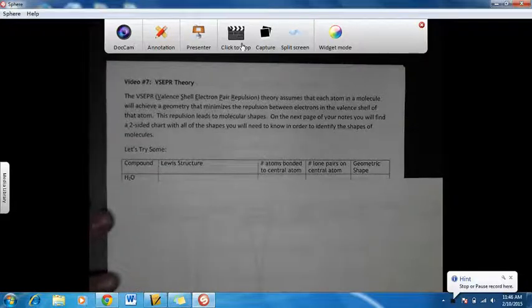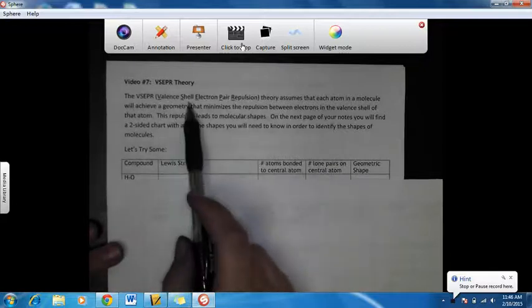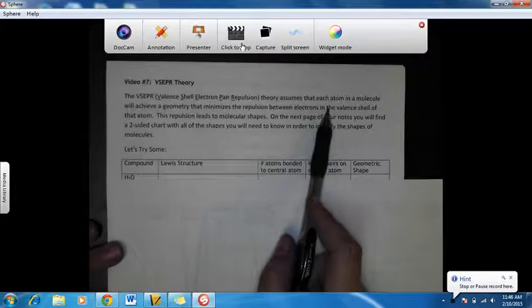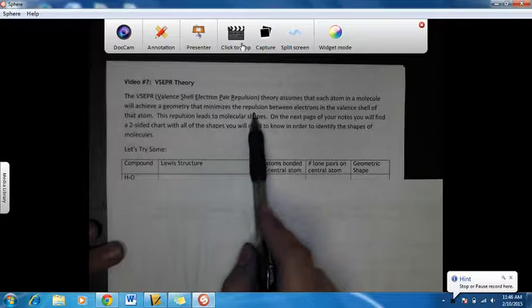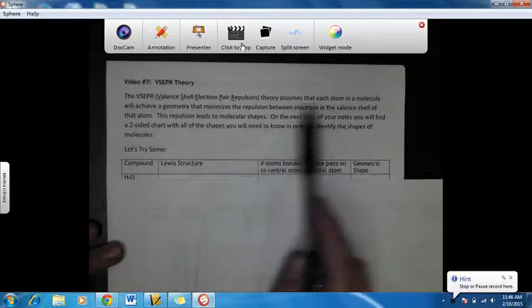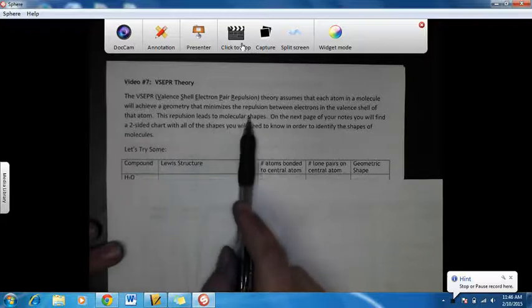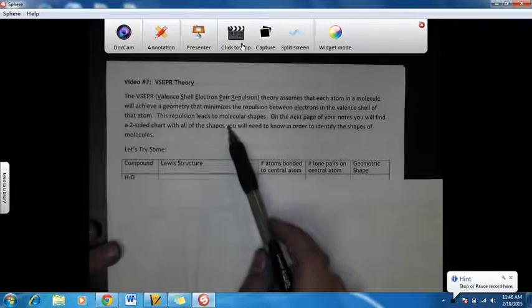Alright, so today we're going to talk about VSEPR theory. The VSEPR theory is the valence shell electron pair repulsion theory, which assumes that each atom in a molecule will achieve a particular geometry which minimizes the repulsion between the electrons in the valence shell of that atom. The repulsion leads to this molecular shape. Remember, like charges repel, so electrons want to repel each other.